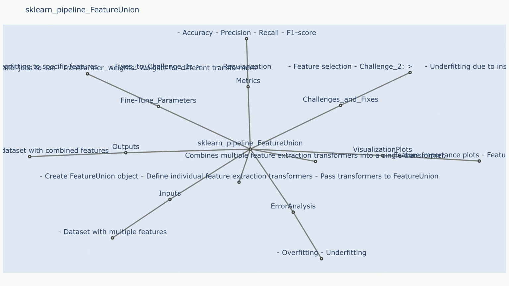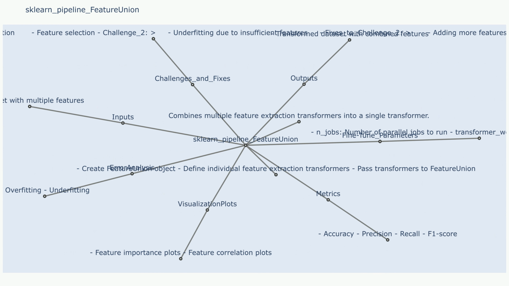Fixes to challenge 2. Use dimensionality reduction techniques like PCA or t-SNE to reduce the dimensionality of the feature space. Select a machine learning algorithm that is robust to high-dimensional data, e.g., random forests, support vector machines with linear kernels. And consider using feature selection methods to select a smaller subset of informative features.